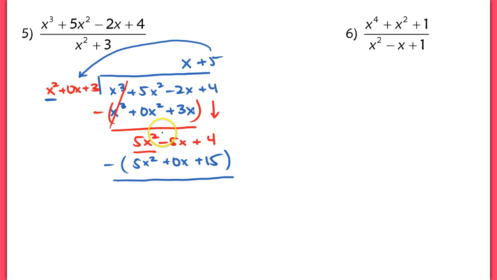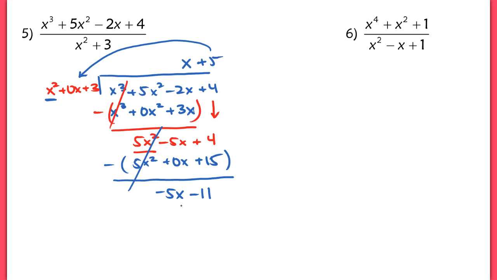5x squared minus 5x squared cancels. Negative 5x minus 0x leaves me with negative 5x. And 4 minus 15 gives me negative 11. So it's important here, if you forgot that that was minus, you might write that as a positive 19. So you'd be very off on these last few numbers.